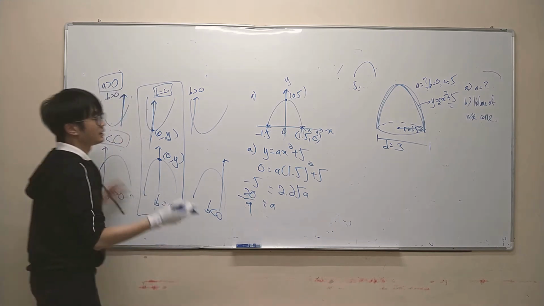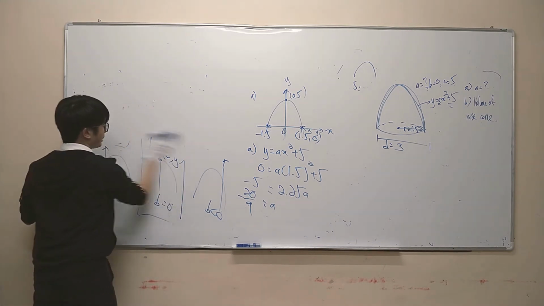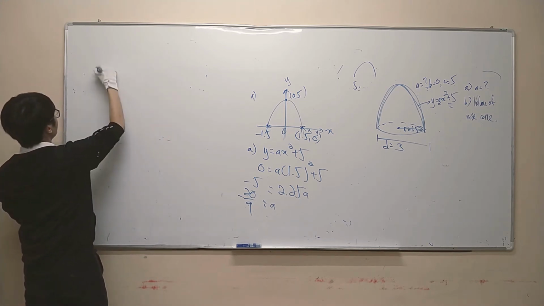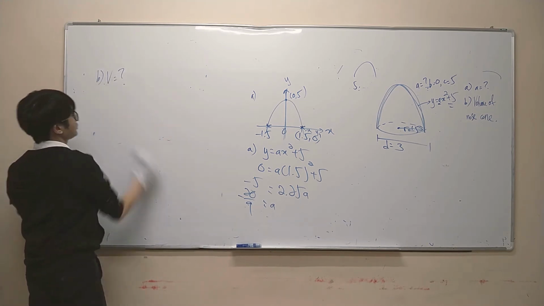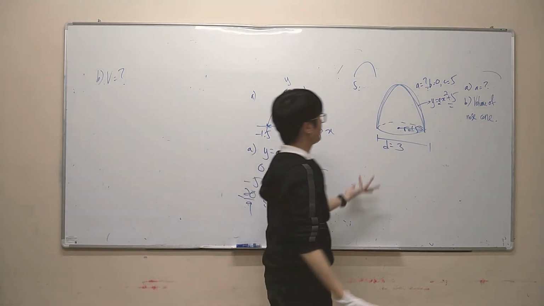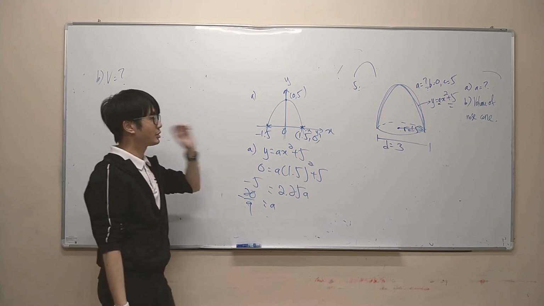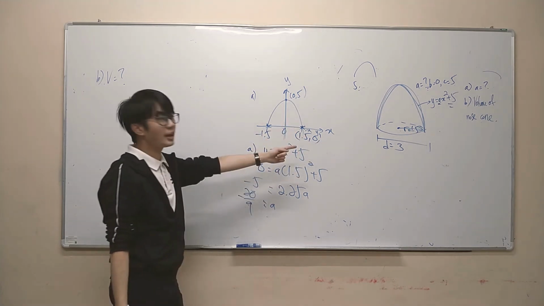Okay, that's it. Let me erase this. But it's not over yet. There is still part B. In part B, they want you to find the volume. So how to find the volume of this shape here? Maybe some of you will say, oh, use the volume of a hemisphere, because this is a hemisphere. But wait, is this a hemisphere?